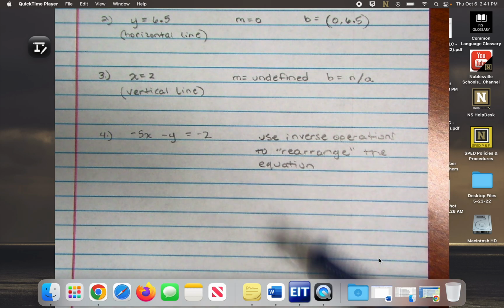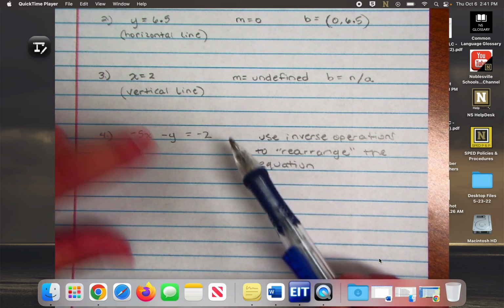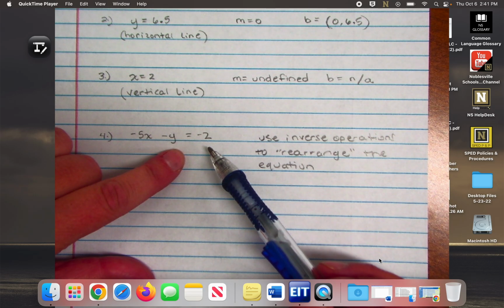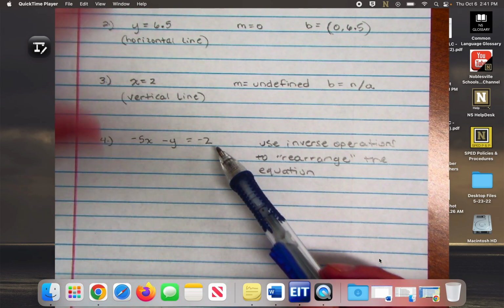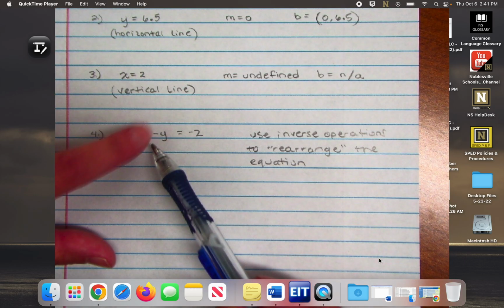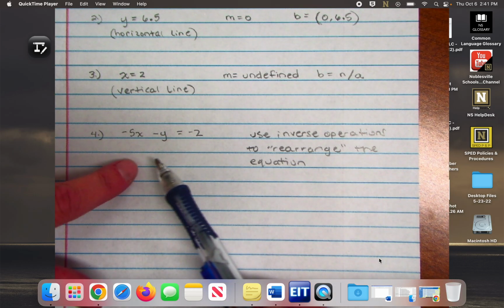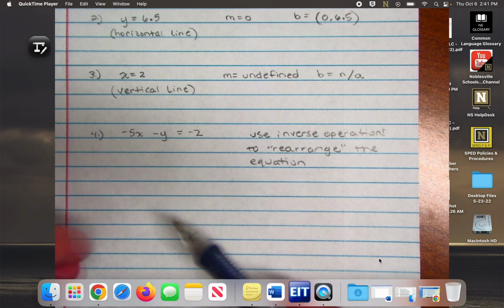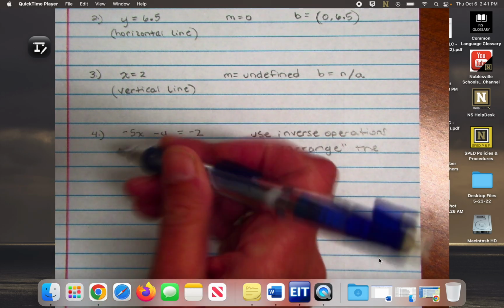Okay. So let's look here how we're going to rearrange this. Our goal is to make it into y equals mx plus b form. So we need to get y by itself. So what am I going to do first to get y alone? Yep.